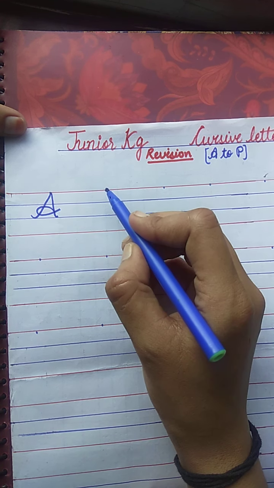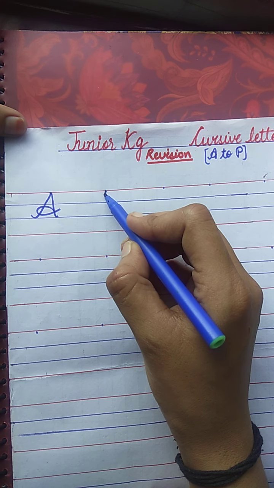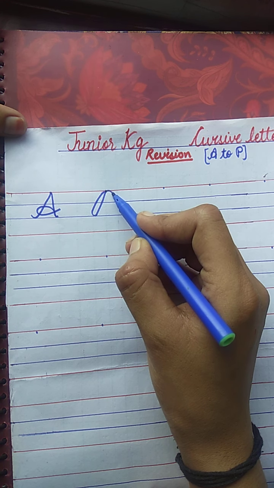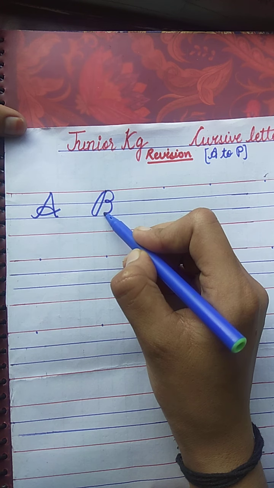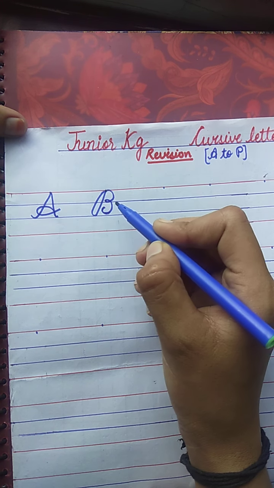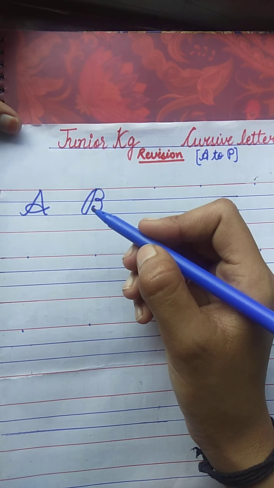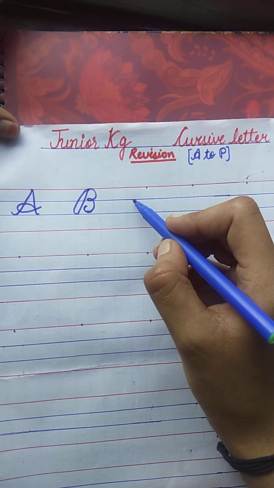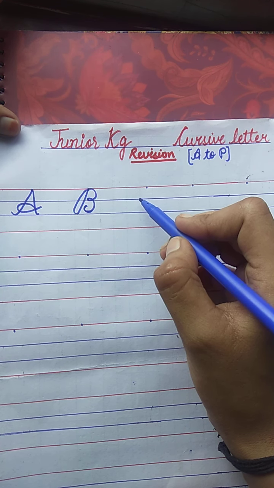B for ball. See here, put your pencil on a dot, draw a slanting line, one more slanting line, a curve, a loop, then again a curve. This is letter B. B for ball. What is the spelling of ball? B A L L, ball. The next letter is C.